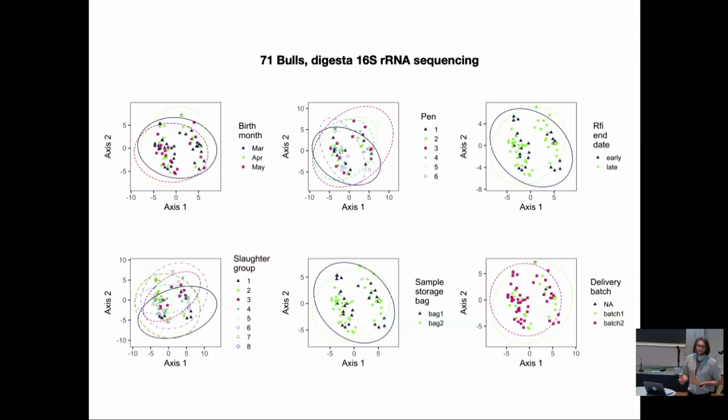We had a lot of batch variables, which I'm showing the data for here. Pen, how the bulls were housed, residual feed intake, how much they ate, the slaughter group, in which batch they were slaughtered, even in which bags the samples were stored in our freezer and how they were delivered. No explanation of the split.